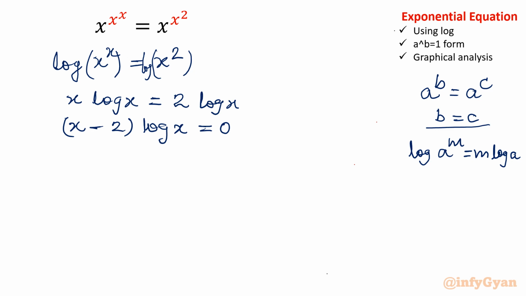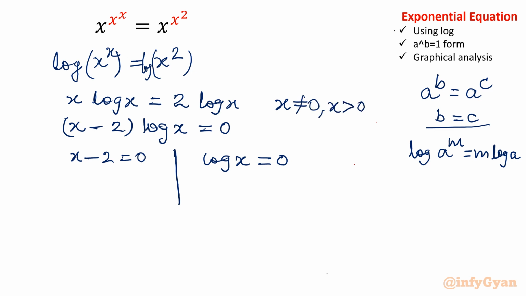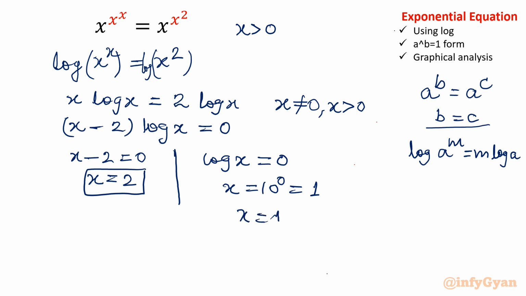Okay, now either x minus 2 will be 0 or log x will be 0. So once you are taking log, that means x is positive, non-zero, or you can write x positive. Here x cannot be negative, x must be positive. Okay, so from equation 1, x minus 2 equal to 0, x will come out 2. We can check, we can predict also, this is our solution. And log x is equal to 0, that means x is equal to 10 raised to the power 0, that means 1. So x is equal to 1.